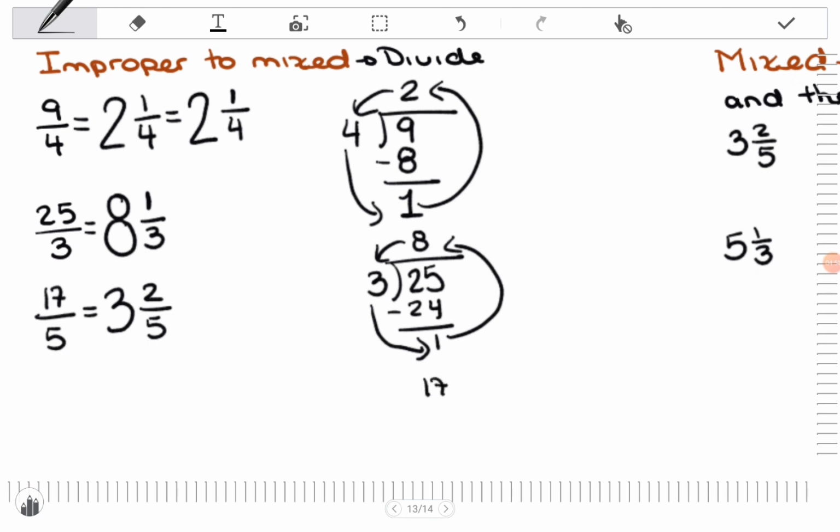So we have 17 divided by 5. 5 in 17, 3 times. This is 15. We subtract, and this is 2. That's it. We move everything counterclockwise. The 3 is up at the front, the 5 is down, and the 2 goes up. That's it. Easy. Easy method. Much easier than doing the drawings. So use this one, please.